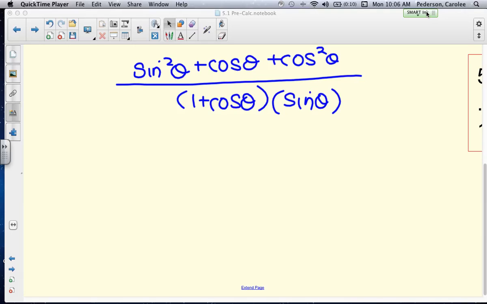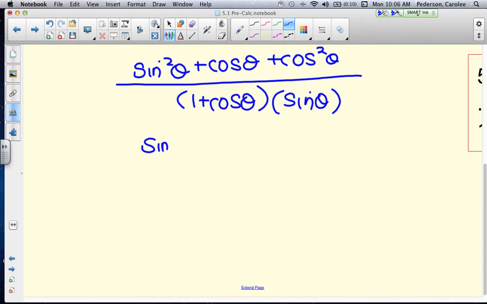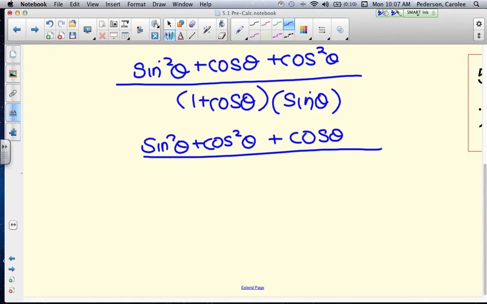So do you see anything yet with your identities now? What do you see? Very good. I'm going to group these two terms together, sine squared of theta plus cosine squared of theta together. And then I'm going to keep this cosine of theta over here on the right.